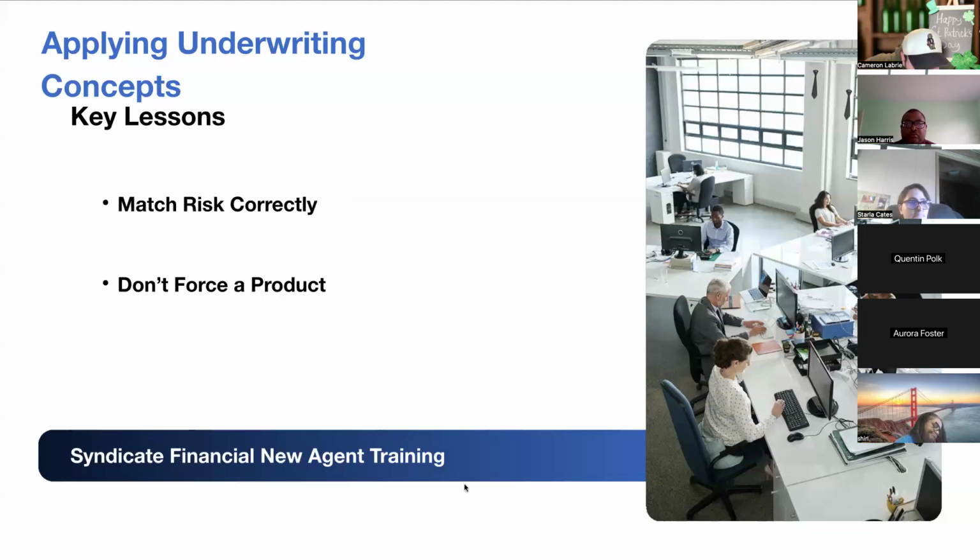Okay, I'm going to have you guys tell me what the key lessons from this are, from applying underwriting. What have you figured out? Like Jason, what's a key lesson you're taking away from this? Ask as many questions as possible, especially in regards to their health.